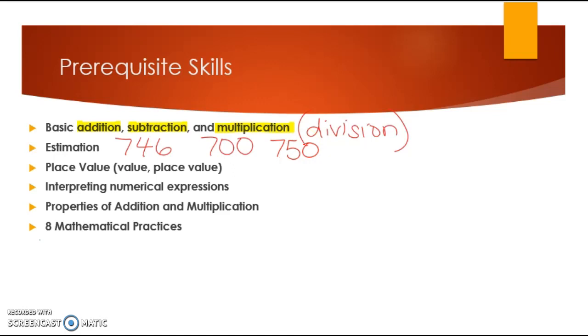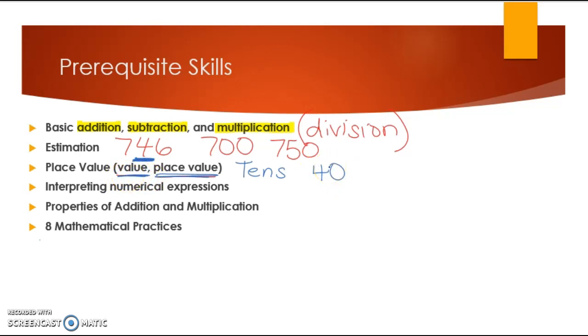Place value. You need to understand the difference between the value of a number and its place value. So back to 746. The place value of the 4 is tens. But the value of that 4 is 40.